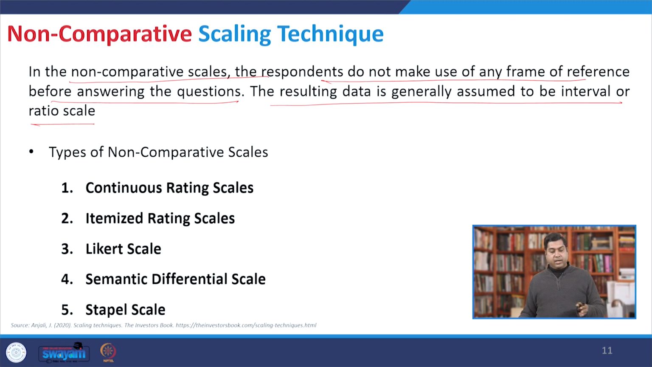For this kind of non-comparative scale, it is mostly rating of the data rather than ranking, and there is no reference point. The types of non-comparative scale are: continuous scale, itemized rating scale, Likert scale, semantic scale, and then Stapel scale.